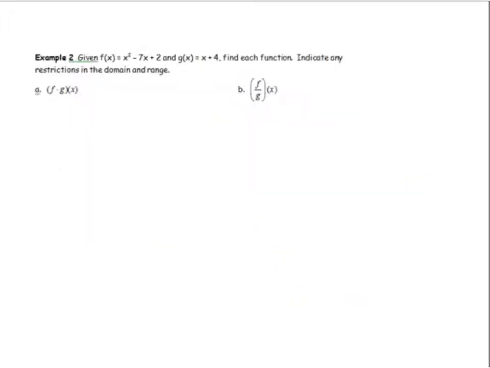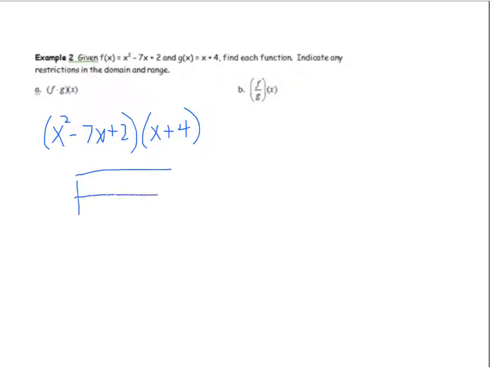So the other two functions were to multiply and divide, and it's just exactly what it looks like. So you would take the f function, multiply it times the g function. And I'm not going to take the time to multiply that out right now, but usually what we do in class is we use a box to do that. And that's just to stay organized.